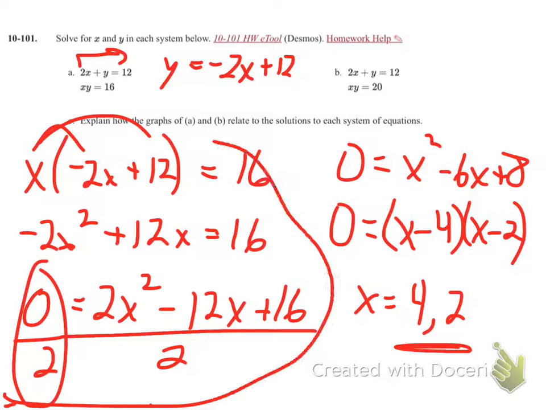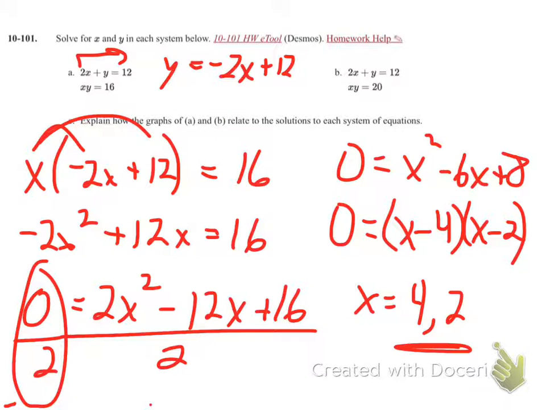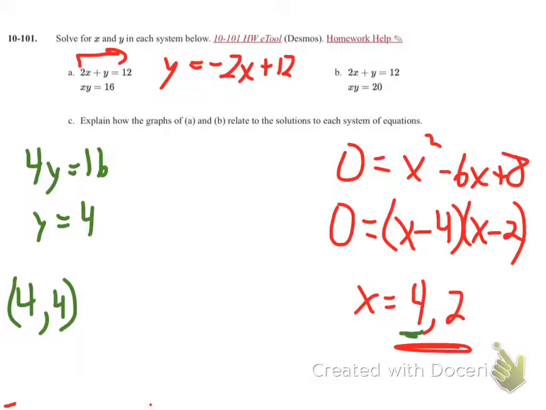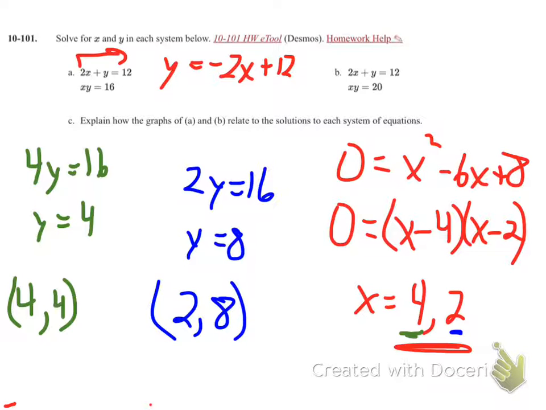So I'm going to pick one of these, clear a little room for myself here. I'm going to pick the bottom one. So if I have 4y equals 16, y will be 4. That gives me the coordinate point where x is 4, y is 4. And for the other one, if x is 2, I have 2y equals 16, and y equals 8. So I have the coordinate point 2, 8. So these two equations will intersect twice, and those coordinate points are 4, 4 and 2, 8. That's sort of answering problem C here as well.